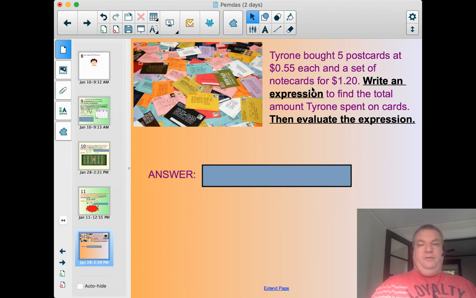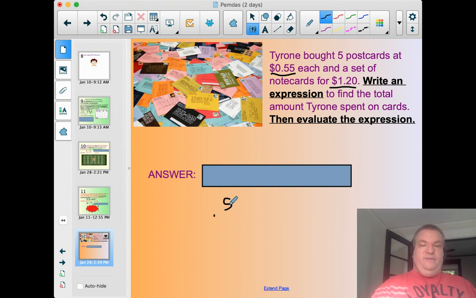All right, so we're trying to figure out how much he spent. Well, he spent 2 different amounts. He spent 55 cents on postcards, and he spent $1.20 on note cards. So we're going to add those together. So if I do the 0.55, that's how much each postcard costs, and then we're going to multiply that by how many he bought, which is 5. If I were adding these up, I'd be adding 5 of these 55 cents together, which I can do by multiplying 55 cents by 5.